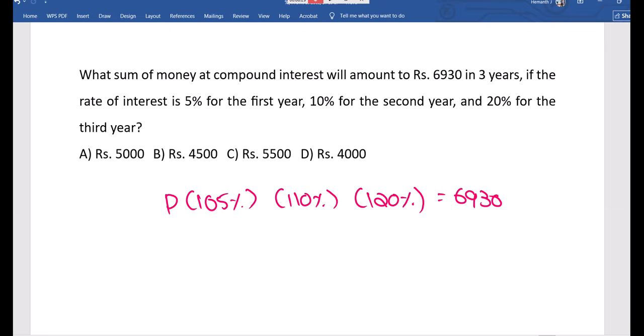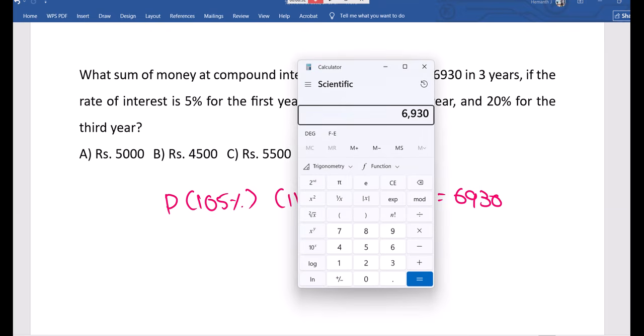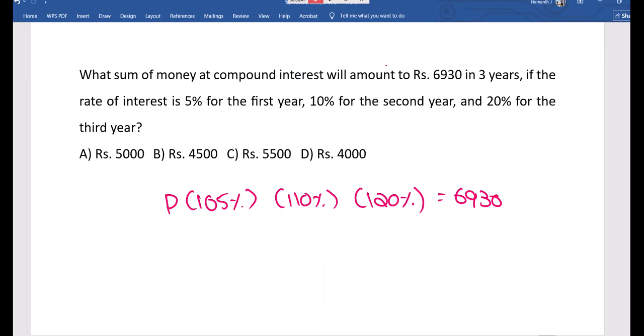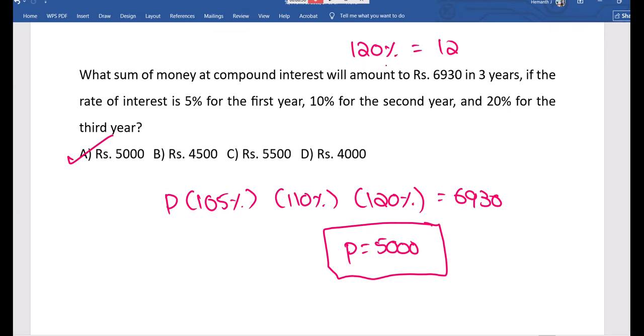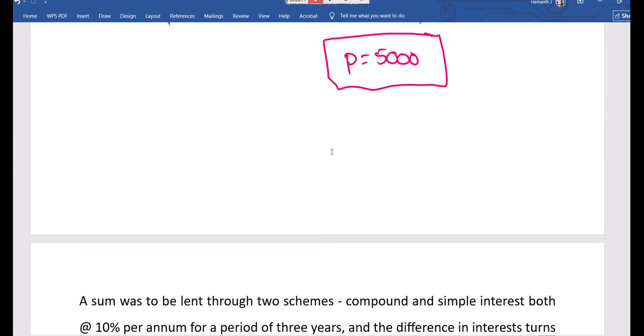As the virtual calculator is available, this is not a big deal. That's why I wrote it in this fashion. 6,930 divided by 1.05 divided by 1.1 divided by 1.2. The answer is 5,000. P will be equal to 5,000. Some people may feel odd that I am writing 120% as 1.2, as the calculator is allowed. 120% means 120 divided by 100, which is 12 divided by 10, 6 by 5. But finally it is 1.2. As the calculator is allowed, we are using decimals and all. Normally we don't use that. Next.